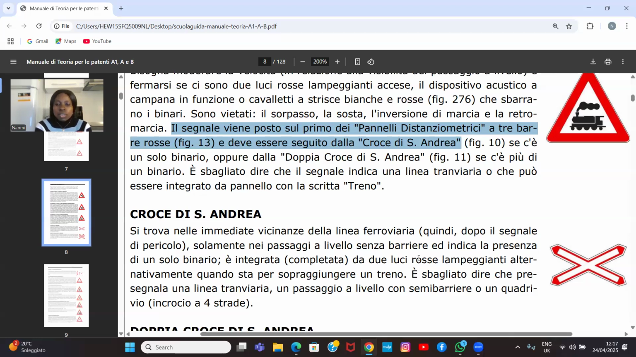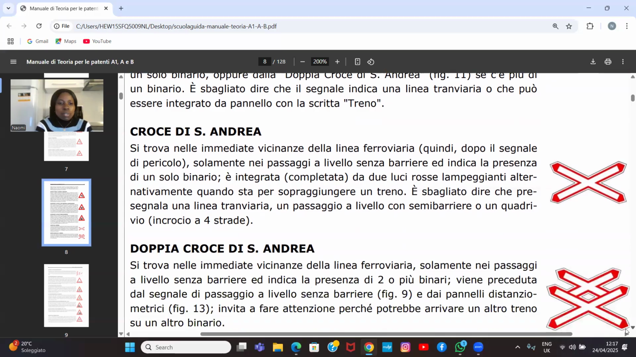And you also see due luci rosse lampeggianti, two red lights alternating, attraversamenti lampeggianti alternativamente quando sta per sopraggiungere un treno. So the lights will come up when a train is approaching, when the train is close. Then let's move to the second one.